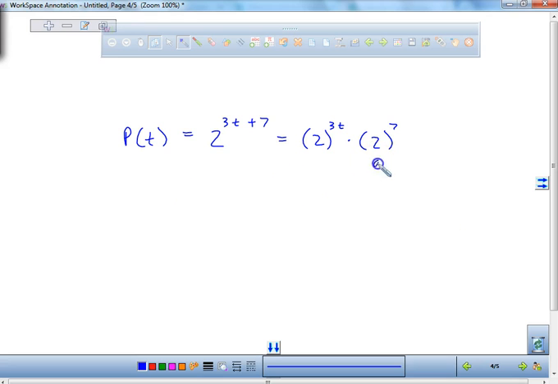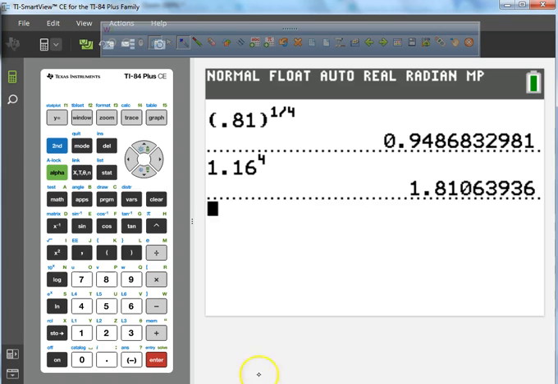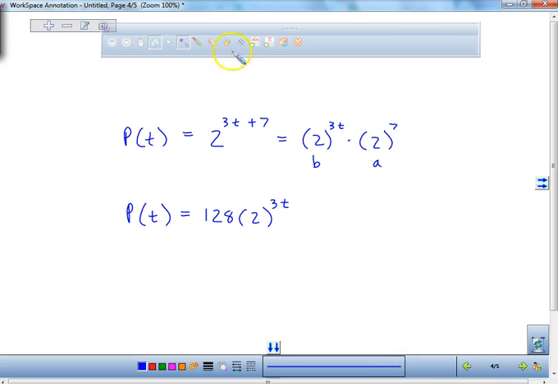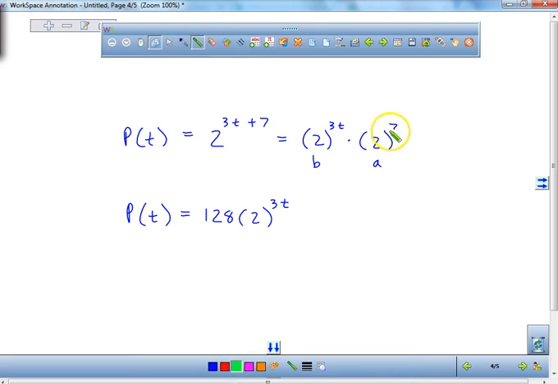Now, this is going to be my a value. This is going to be my b value. 2 to the power of 7 is 128. That's my initial value. Okay? You didn't know that? 2 to the power of 7 is 128. That's where I got the 128. Okay? So all I did was change this to make it my initial number.